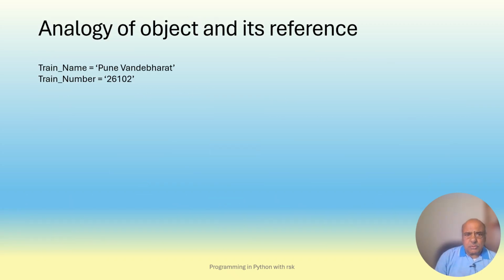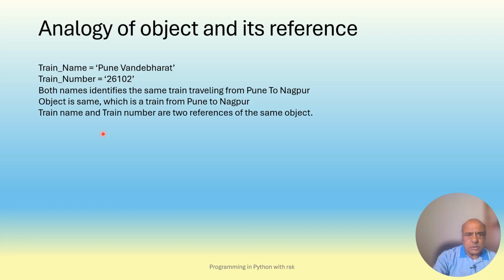If we want a simple analogy of an object and its reference, we can consider the train named Pune Vande Bharat, train number 26102. Both names identify the same train traveling from Pune to Nagpur. The object is the same, a train from Pune to Nagpur. Train number and train name are two references of the same object. So if we delete the train name, it will not delete the object, because that object is still being referred to by the train number.